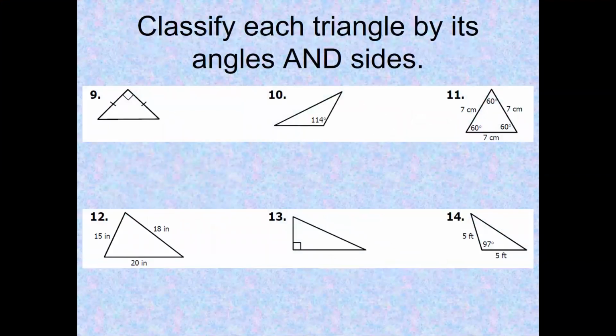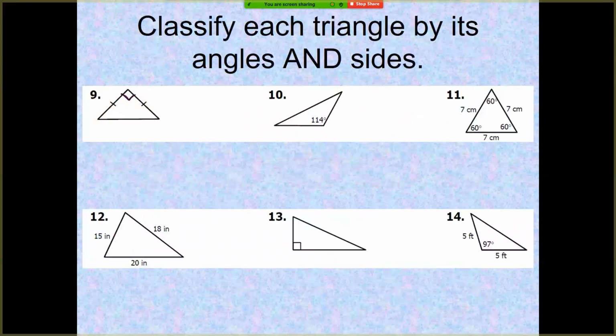So moving on, we're going to classify each triangle by its angles and its sides. So when we look at these, we're going to talk about the angles and we're going to talk about the sides. So looking at question number 9, the first thing I notice right off the bat is I have this right angle here. Anytime there's a right angle, it's got to be a right triangle. When I look at the sides, I have 2 sides on this triangle marked congruent. When I have 2 sides congruent, that is isosceles. So this triangle is both a right triangle and an isosceles triangle.